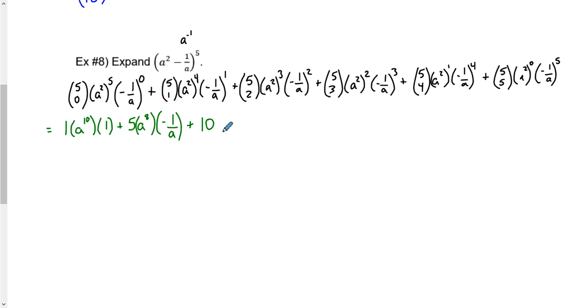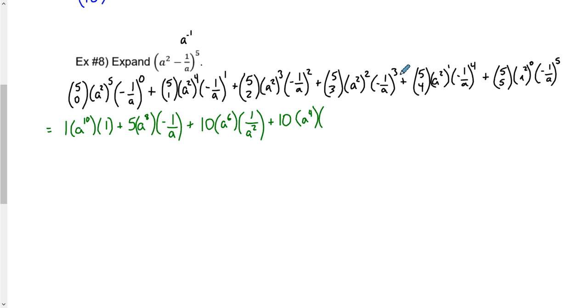5c2, for some reason I think this fifth row is the one that I know the best. A to the power of 6. -1 over a squared, well, a negative squared is going to be positive. So we'd have 1 squared, which is going to be 1, and a squared, which is going to be a squared. 5c3 is 10. A to the power of 4.